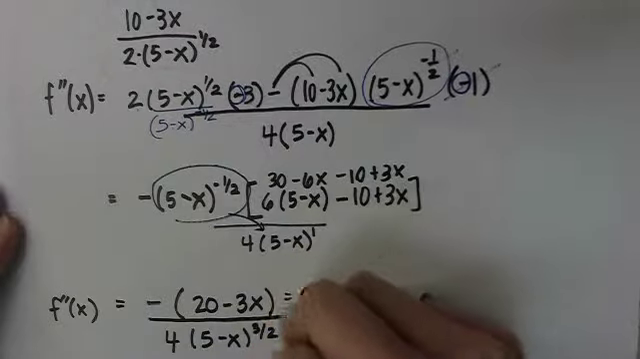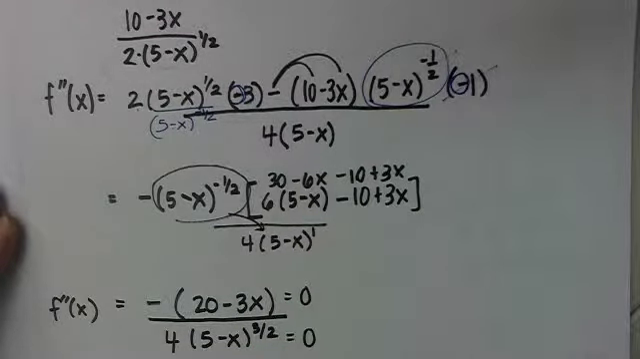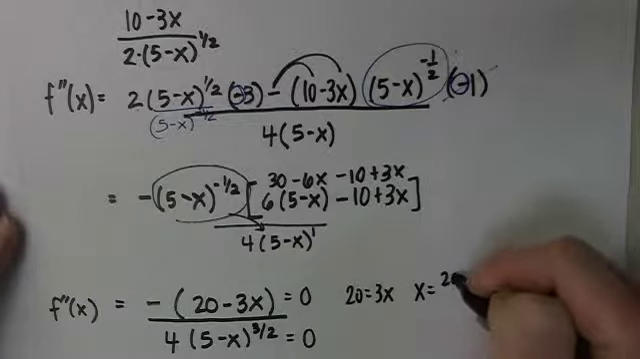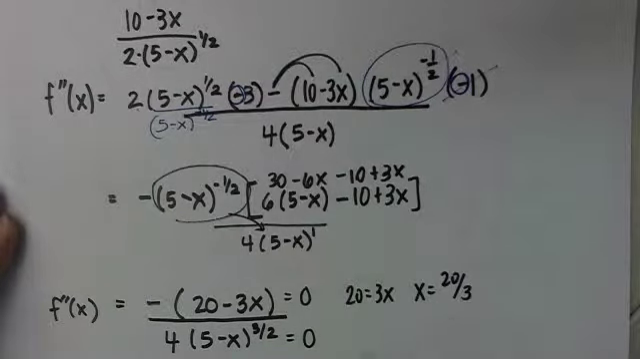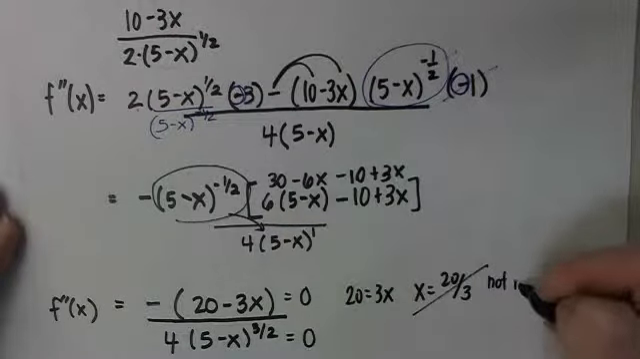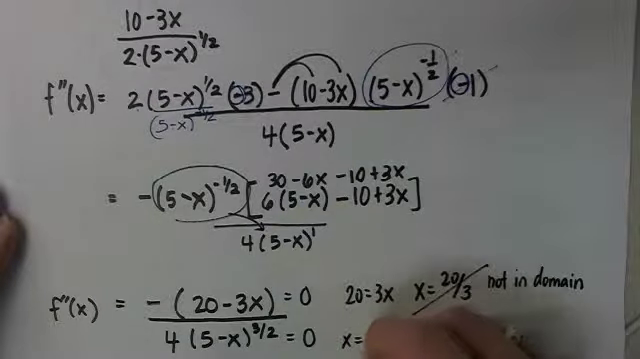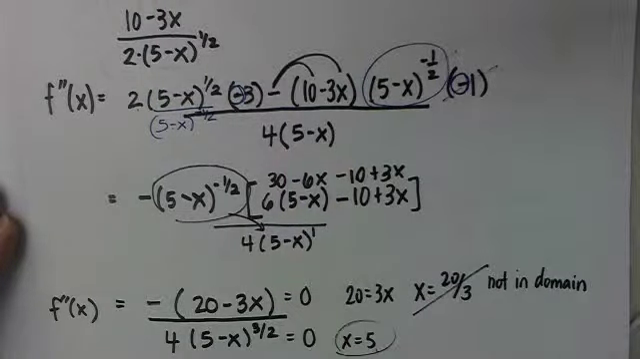To figure out what goes on the sign chart, set the top equal to 0, set the bottom equal to 0. Numerator, add 3x over to the other side, and then divide by 3, and you get 20/3. 20/3 is almost 7 though. It's like 6 and 2/3. And remember, our domain was everything less than 5. So 20/3 is actually not in the domain of the function. And then the denominator is only equal to 0 at 5, which is an endpoint of our domain anyways. So for the second derivative, the only number we're going to have on the sign chart is 5. This means that there aren't going to be any inflection points for the graph.